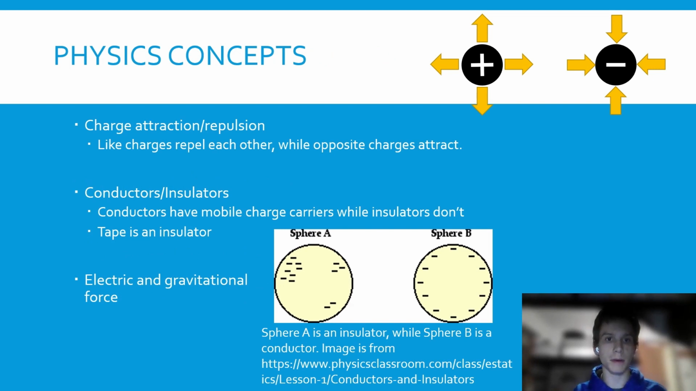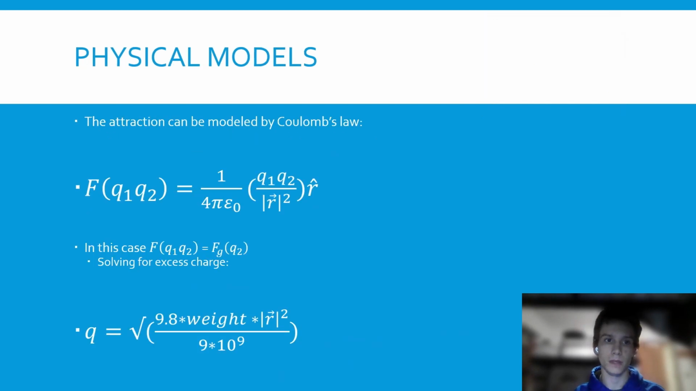The physics concepts behind this lab were charge attraction and repulsion, and conductors and insulators. Like charges repel, which was central to finding the excess charge. The tape was also an insulator, which helped it retain its charge because the electrons in the tape moved very little. In terms of physical models, Coulomb's law can be used to find the electric force between two charges.